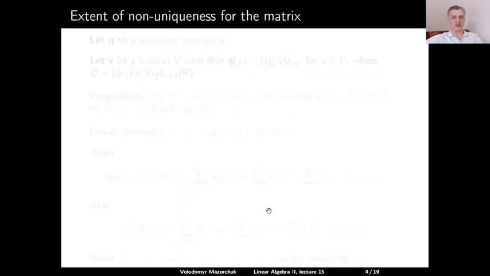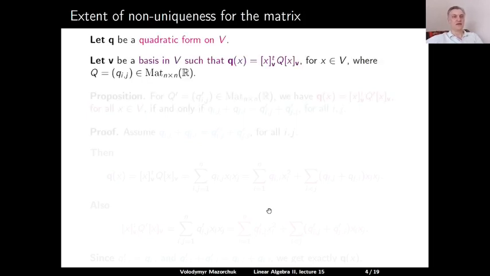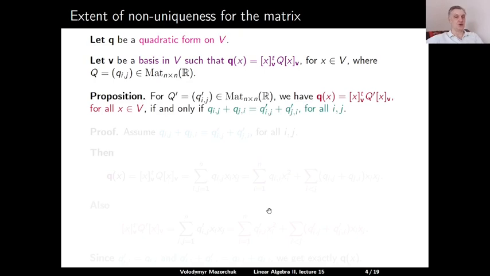the non-uniqueness of this matrix. So let Q be a quadratic form on V. Let bold V be a basis in V such that the value of our quadratic form at any vector x is computed as the coordinates of x in V transposed times some matrix capital Q times the coordinates of x in V. And now assume that we have another matrix Q prime which gives us exactly the same value. So Q of x is now equal to x's coordinates in V transposed times Q prime times x's coordinates in V.